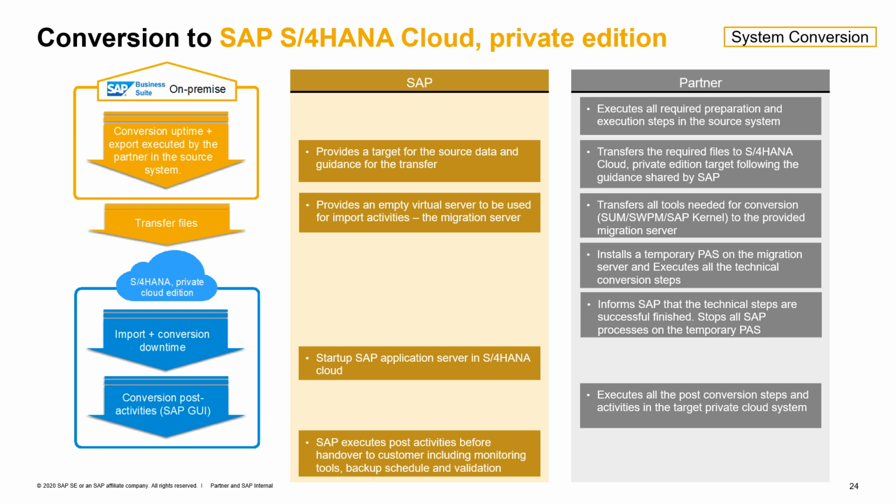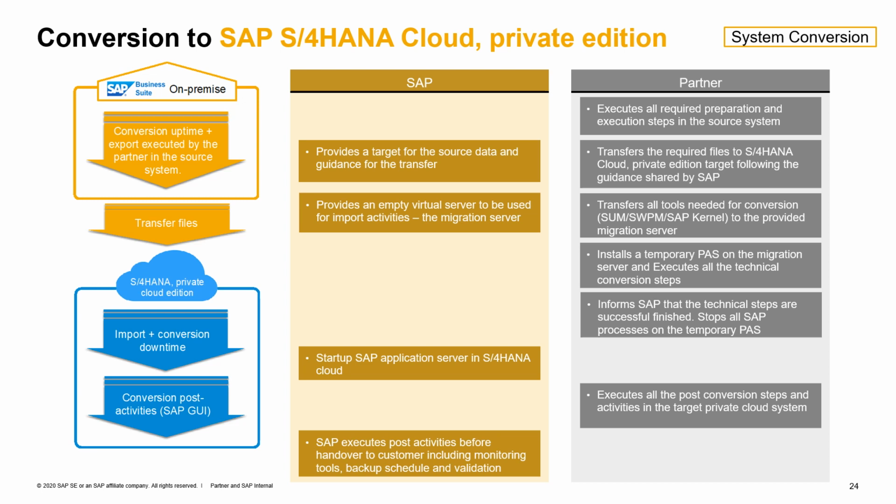SAP will also provide you with an empty virtual server that you can use for the migration activities, and this is the migration server we have previously seen. With that, you will be able to transfer also all the tools that are required for the conversion activities, like the Software Provisioning Manager, the Software Update Manager, and the SAP kernel. These files will be transferred into the migration server, and then from the same server, you will install a temporary primary application server pointing to the system that you want to convert as part of the pre-installed and pre-provisioned skeleton system into the Cloud Private Edition.